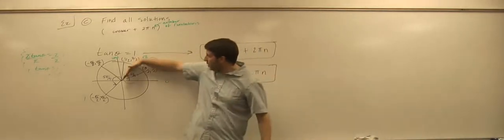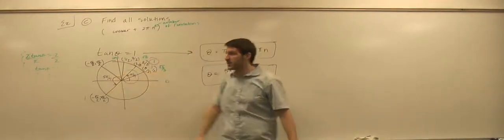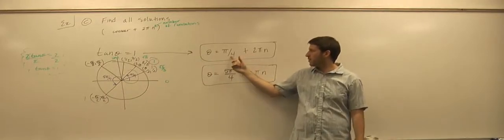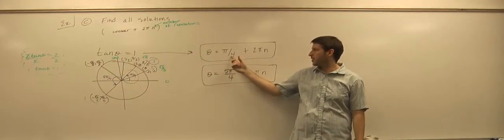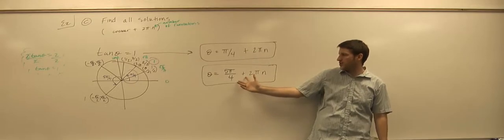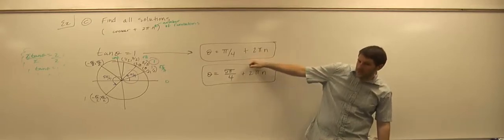Either I land here or I land here. These are all the possible ways I can land at any π/4. I can terminate at π/4. Right? π/4 plus 2πn are all the possible ways I can terminate at π/4. And these are all the possible angles that terminate at 5π/4. Is this the simplest way to write the answer?